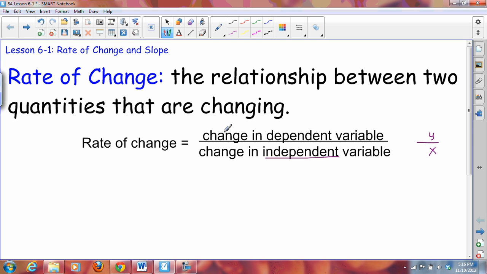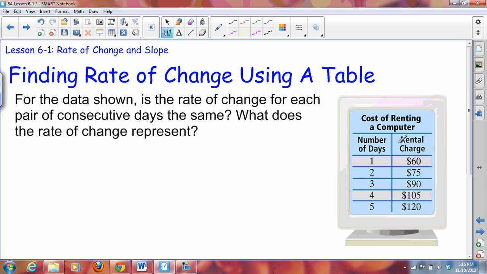Okay, now the word change, I use a triangle to stand for change. In math and science, the delta, which is a Greek letter and looks like a triangle, stands for change. So change in y over change in x. Okay, we're going to use this table and we're going to find the rate of change.